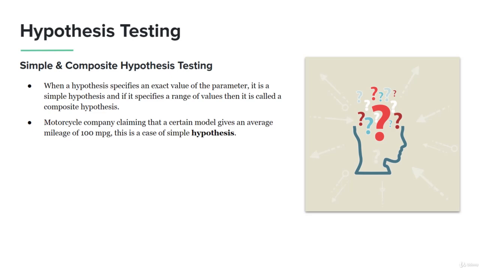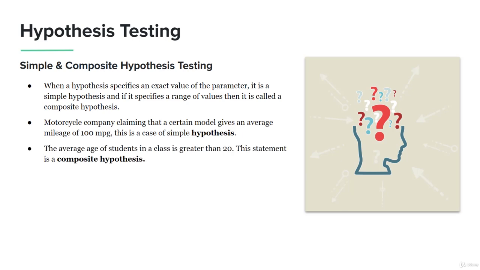And so an example here is a motorcycle company claiming that a certain model gives an average mileage of 100 miles per gallon, right? So the particular motorcycle is giving you 100 miles per gallon. That's the case here for the simple hypothesis.